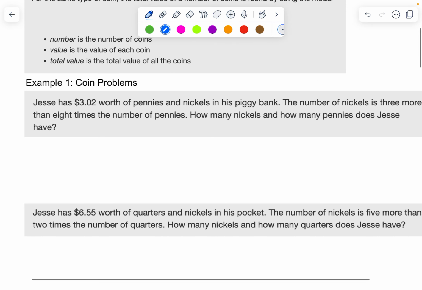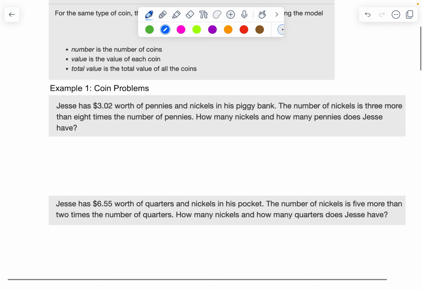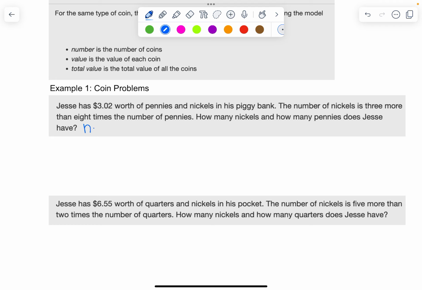So let's look here. Jesse has a total of $3.02 worth of pennies and nickels in his piggy bank. The number of nickels is 3 more than 8 times the number of pennies. How many nickels and how many pennies does Jesse have? So we know then that nickels and pennies together: 0.05 times the number of nickels plus 0.01 times the number of pennies is going to be $3.02. But then they're also telling me that the number of nickels is 3 more than 8 times the number of pennies.